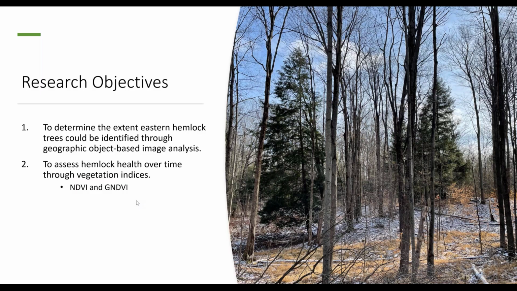And so all this fueled my motivation for this project, given the importance of this tree species and the wide-ranging effects HWA would have if it were to fully take out all eastern hemlock trees. My research objectives were split between 2 points. First, I wanted to determine the extent eastern hemlock trees could be identified through geographic object-based image analysis. And then secondly, to determine if I could assess hemlock health over time through vegetation indices, specifically looking at the NDVI and the GNDVI.